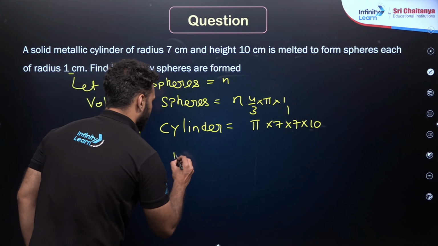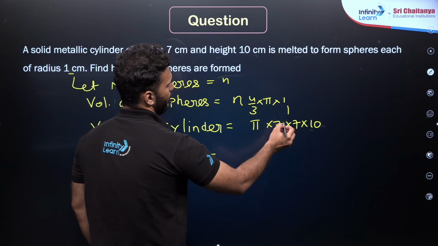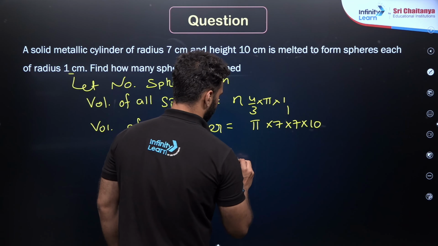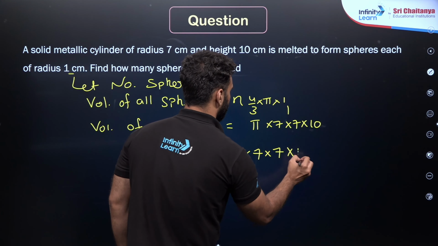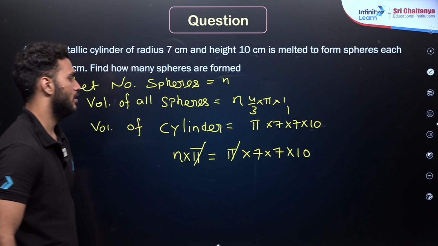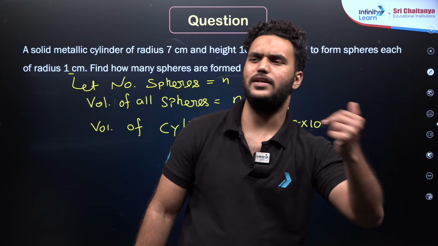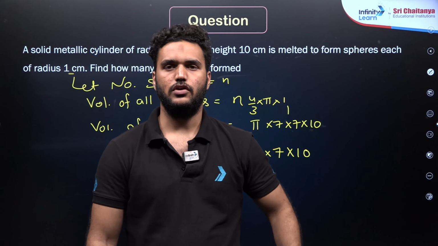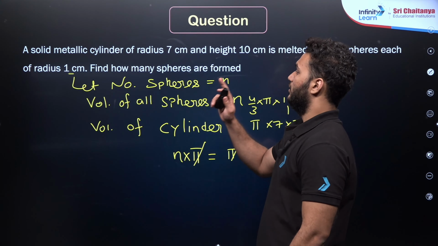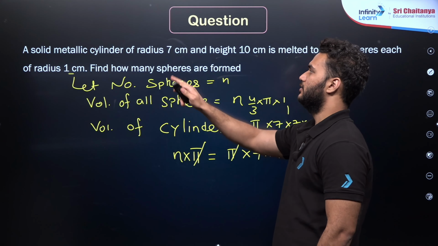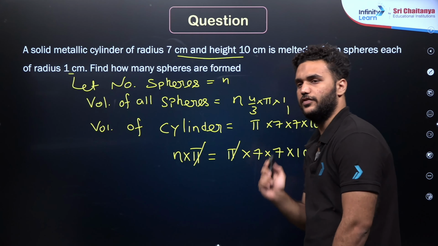Now equate them. n into pi should be equal to pi into 7 into 7 into 10. Don't multiply for now. Pi will get cut. Now see, n value is what? 7 into 7 into 10. It will give you 490, I think. 490, right? So the answer for this question is 490. You can make spheres with a 1 centimeter radius from this cylinder. How many spheres? 490 spheres.